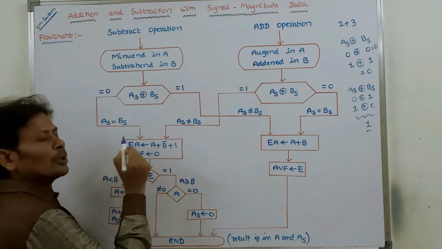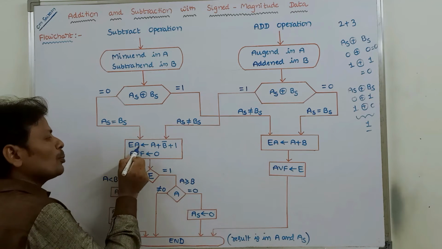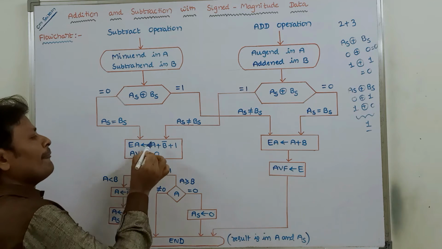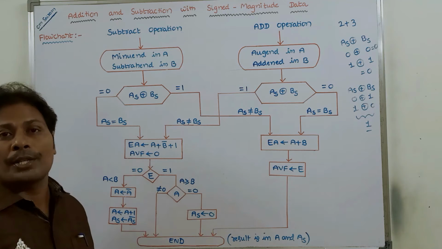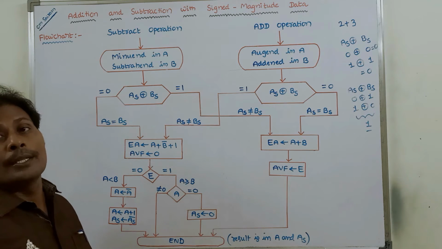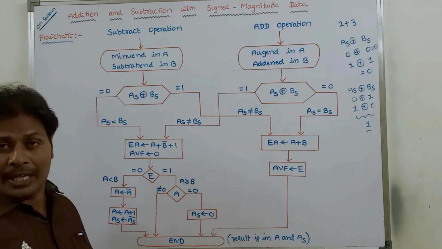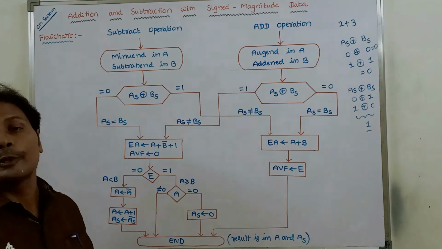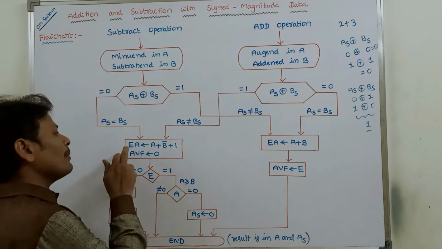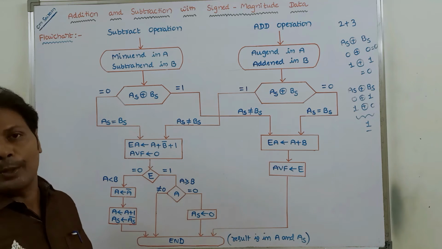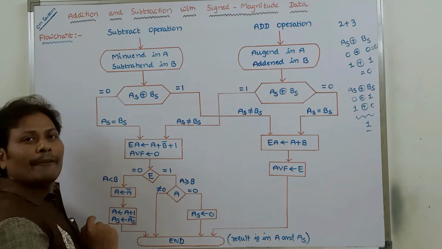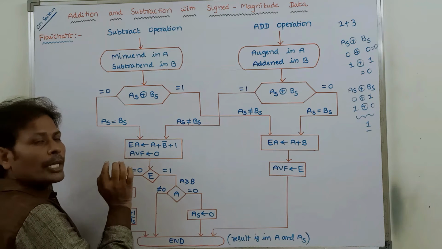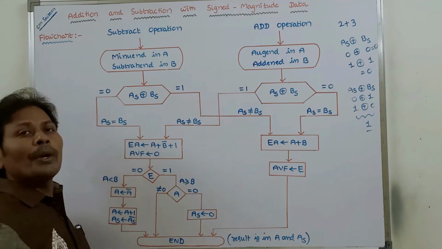If any output carry is generated, that output carry is transferred to the extended flip-flop E. While performing the subtraction operation using 2's complement, if any output carry is generated, we simply ignore it. So at that time, the E value is equal to 0. The content of E can be transferred to AVF. So whenever the E value is 0, that 0 is transferred to AVF.